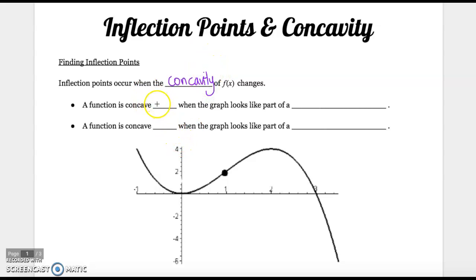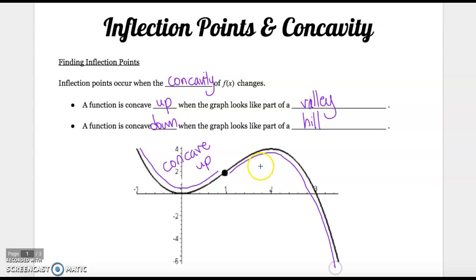And so a function is concave up when the graph looks like part of a valley, and then concave down when the graph looks like part of a hill. So on this graph, we would say that this section right here, because it looks like it's part of a valley, this is concave up. And then the part after this point, it looks like now part of a hill. So I would say that this is concave down.